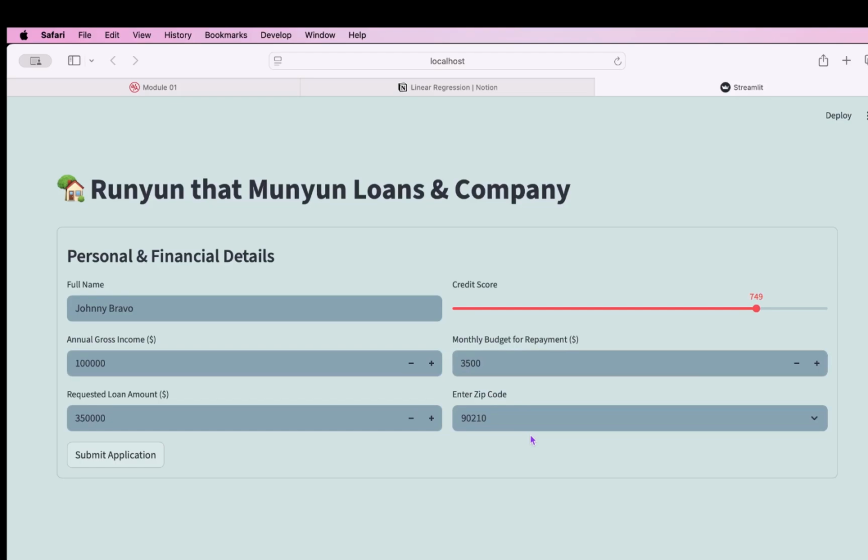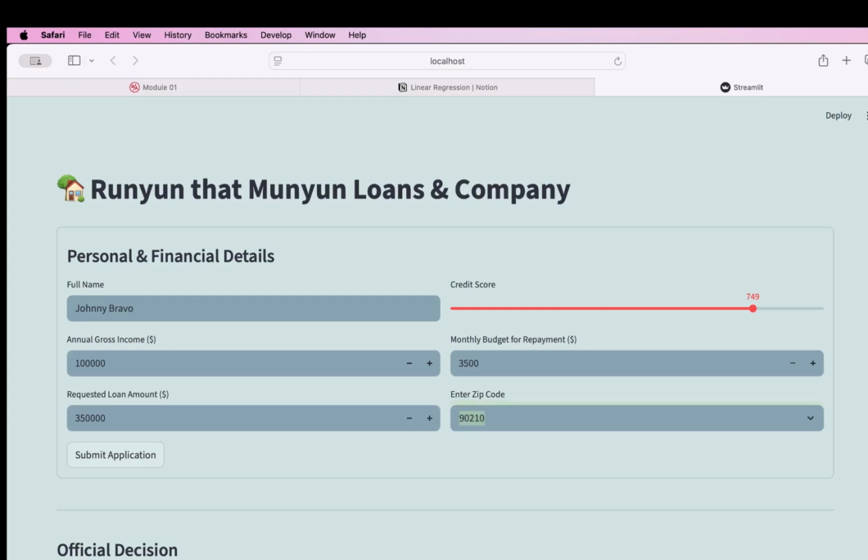Currently, I live in the 90210 zip code. My 90210 zip code is going to be seen as a rejected zip. Me being Johnny, I don't know that, but my app knows that. So when I go ahead and submit my application, whoa, I'm denied?